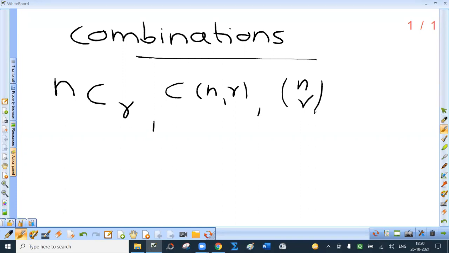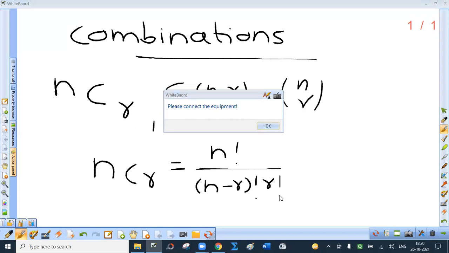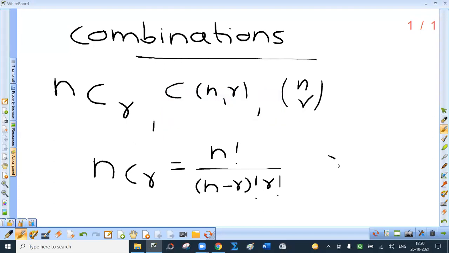Now, what is formula for NCR? NCR is n factorial upon n minus r factorial into r factorial. I'm going to explain the logic also. I hope you know this part, n factorial upon n minus r factorial. Yes, this is NPR. So in short, NCR is what? NPR upon r factorial.